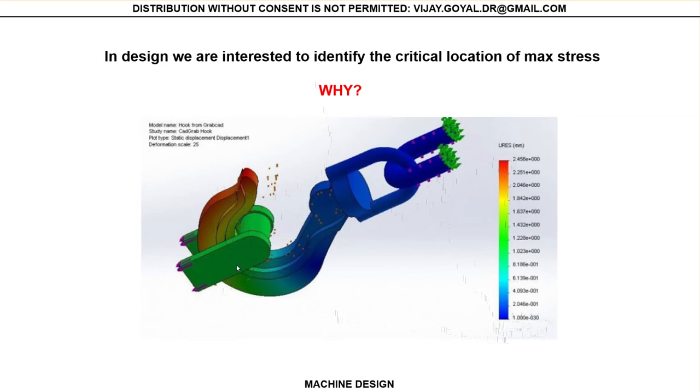So if I was going to design this part, just give me a second, let me get my pen. If I was going to design it, I'm concerned about designing this location. Why? Because this is the location of highest stresses. That means if this point right here is safe, the whole structure will be safe.